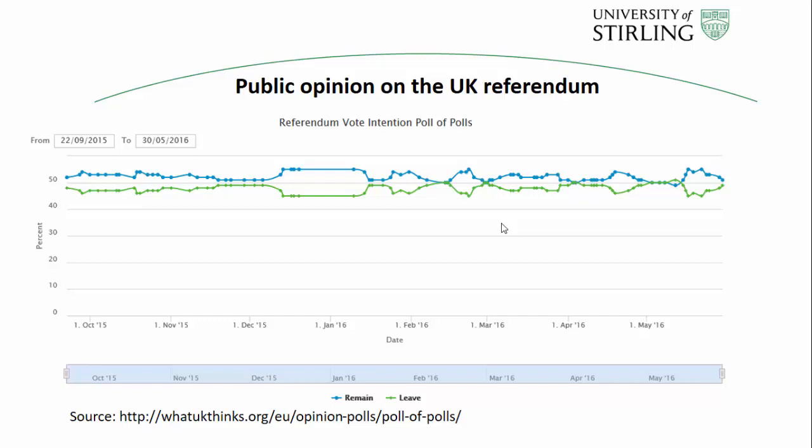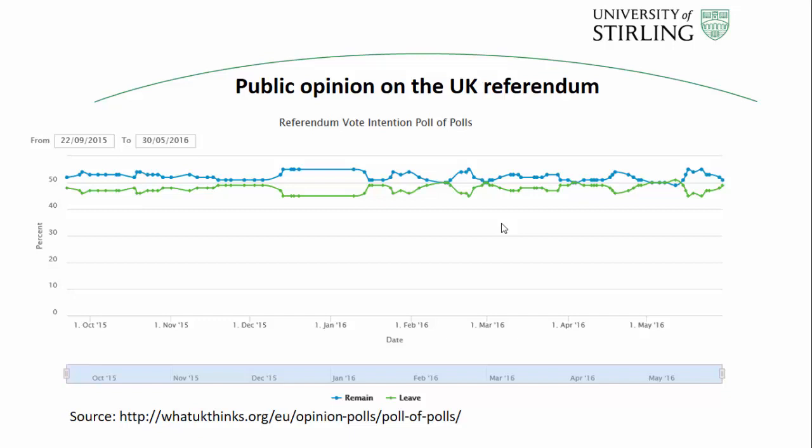Another thing to note about this tracking of the polls is that the big fanfare surrounding David Cameron's renegotiation does not seem to have had any real effect on voters. A gap opened up in February in favour of Remain, but that quickly disappeared. So there's still everything to play for in the final weeks, as I'm sure you are already aware.